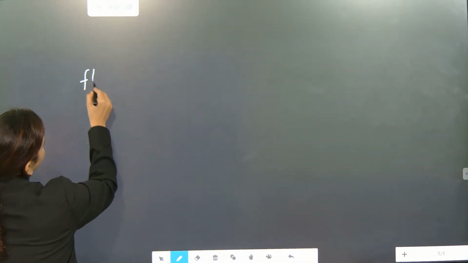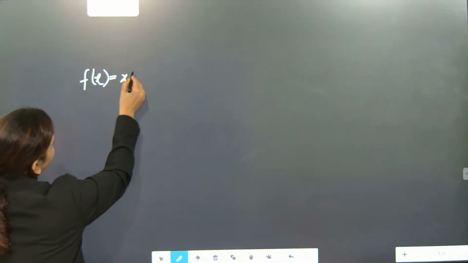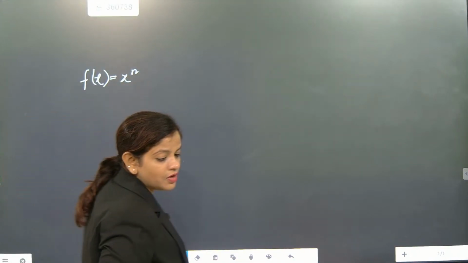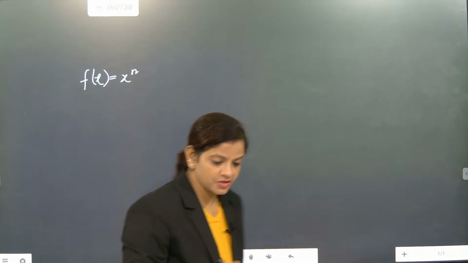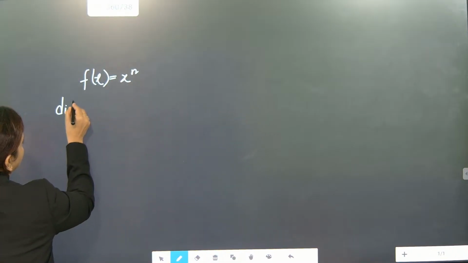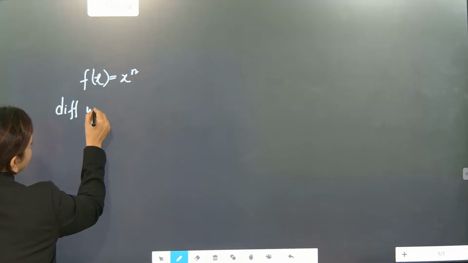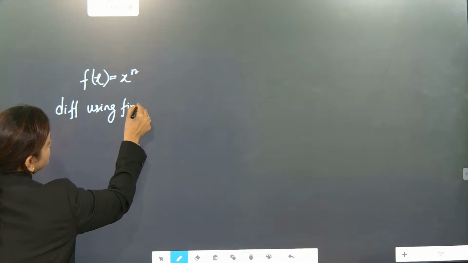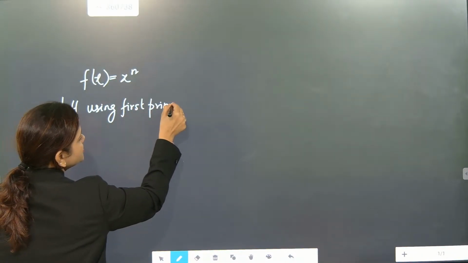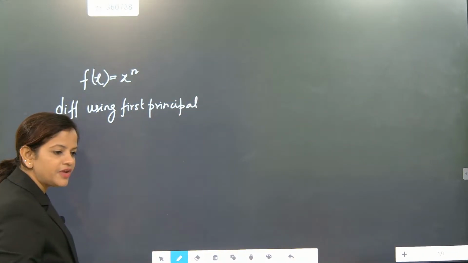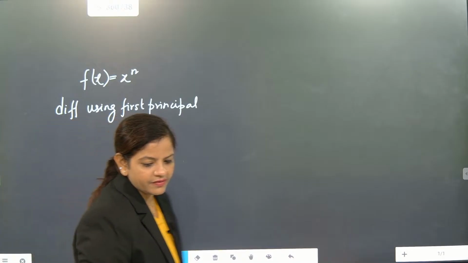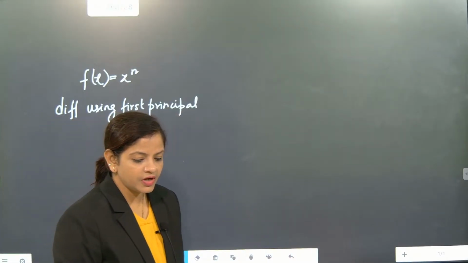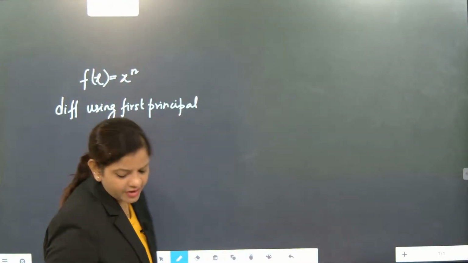So now we will do one work, everybody get ready for this, check this one out. If a function f of x is equal to x to the power n is there, now they will ask you to differentiate it using first principle. Differentiate using first principle. Now beta, first principle is what? I told you na, left hand derivative and right hand derivative.